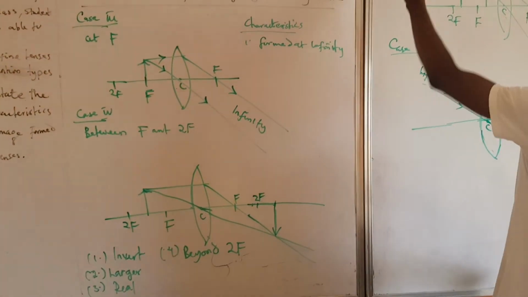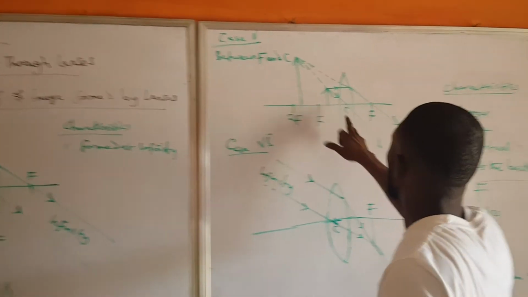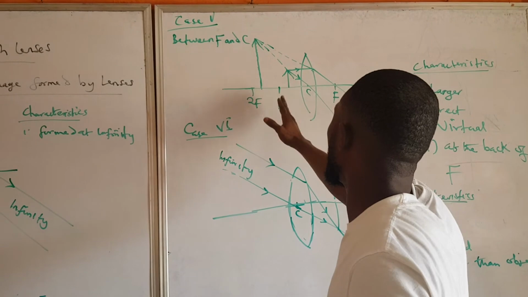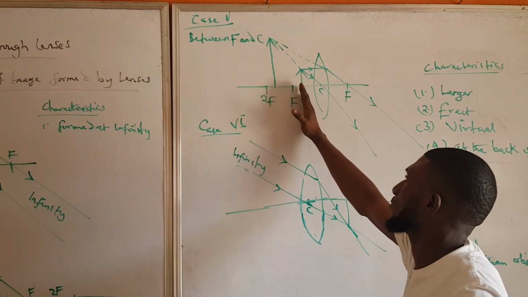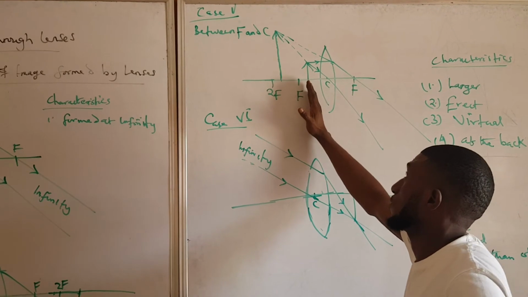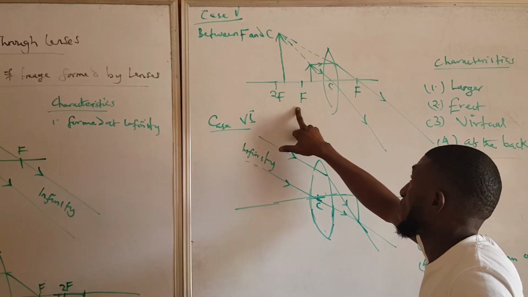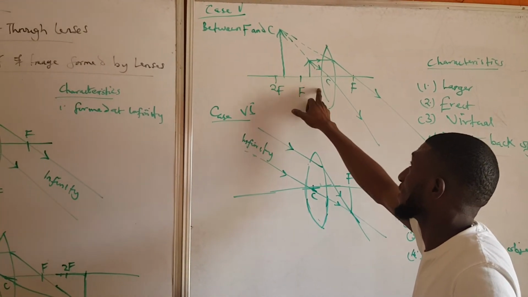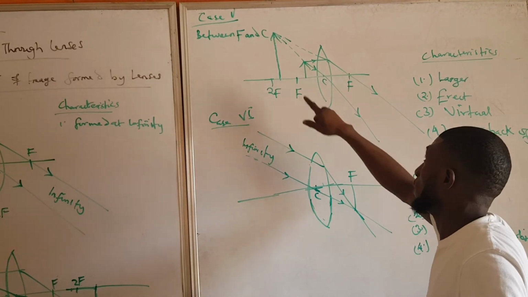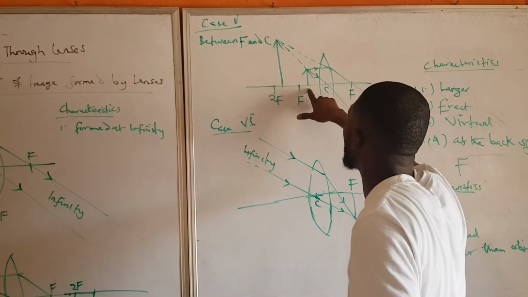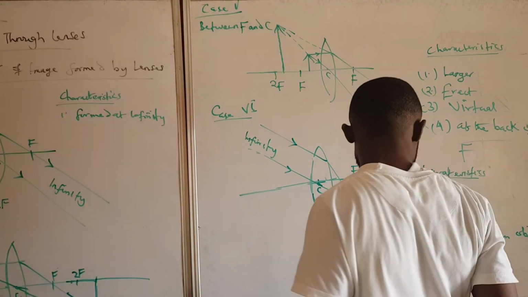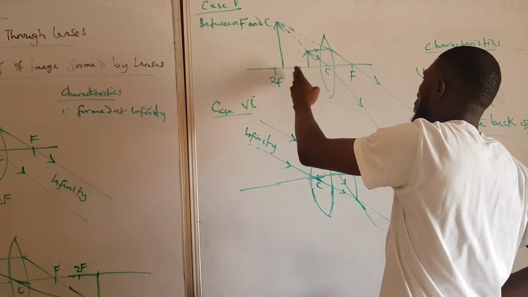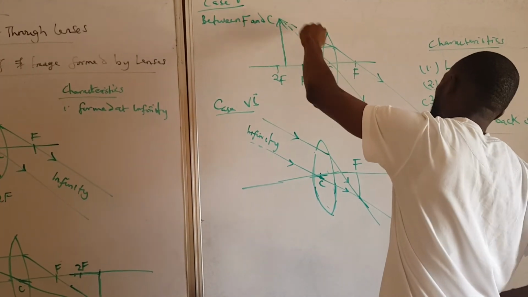Now, case 5. If the object is between the optical center and the principal focus, it means that the object is very close to the lens, and the object distance is smaller than the focal length. The image formed by this one is always virtual, which means that the image is going to be formed at the back of F, taller than the object, and standing upright. Because it's standing upright, it is virtual.